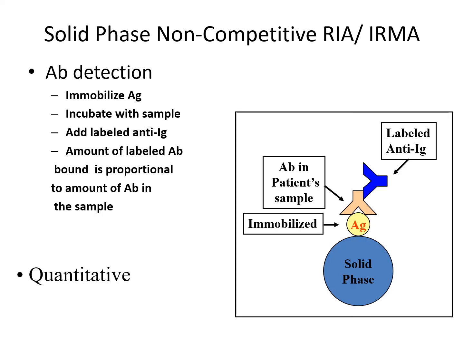So we can see here, this is the solid phase. So the solid phase can be like latex particle. It can be the surface of the test tube or something similar. And then the antigen is attached to this solid phase, which is immobilized. And then we add in the patient's sample that contains the antibody. This will bind to the antigen, and we will add another antibody which will attach itself to this complex, particularly in the patient's antibody, which is labeled. The second antibody is labeled, which will allow us to measure the substance.